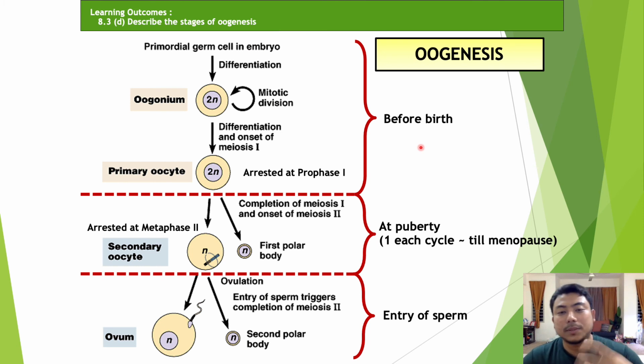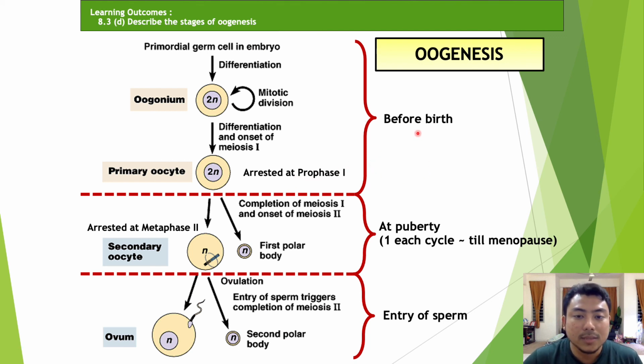Maknanya semasa perempuan tu belum lahir lagi, masih lagi dalam kandungan ibu dia, dia dah mula buat progress. Okay, so start daripada primordial germ cell in embryo, maknanya masih embryo mengalami differentiation to have oogonium. So then this oogonium differentiate and onset meiosis 1, then it will produce a primary oocyte. Okay, arrested ni bukan tangkap, maknanya dia stop at prophase 1 sampai before birth.